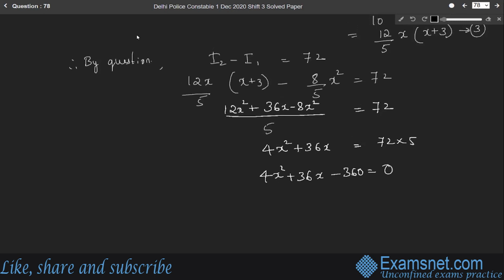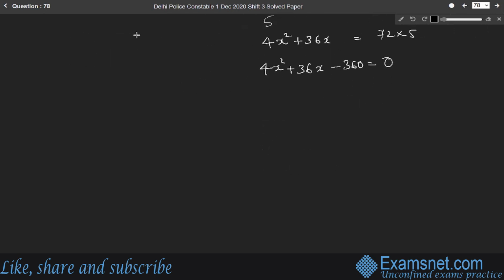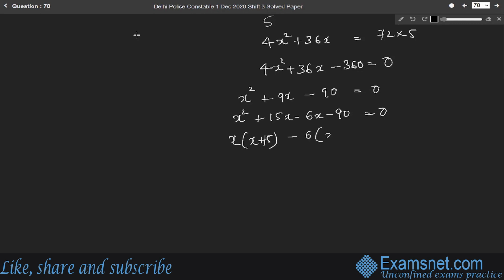So it is a quadratic equation. Divide the whole equation by 4, and we get x square plus 9x minus 90 is equal to 0. So the factors of 90: in order to get 9x as the middle term, 15 and 6. 15 times 6 is 90, and the middle term can be written as plus 15x minus 6x minus 90 is equal to 0. X is common: x into x plus 15 minus 6 into x plus 15. Therefore, x is equal to 6 or x is equal to minus 15.